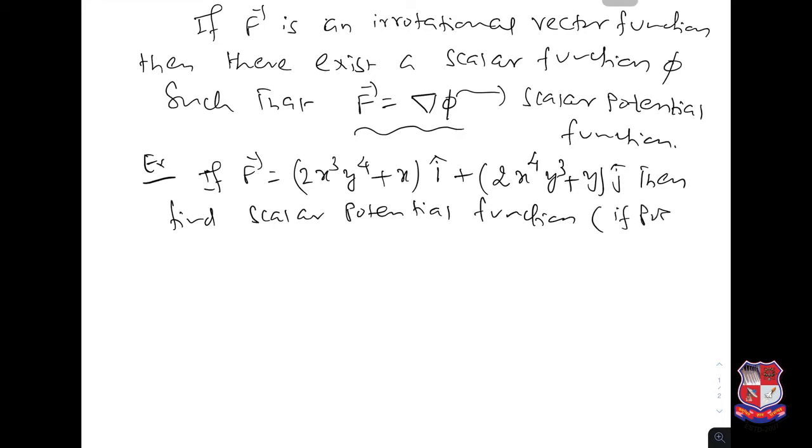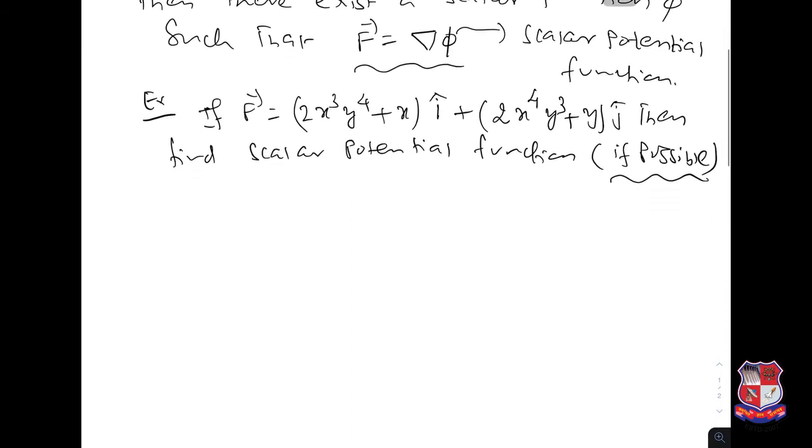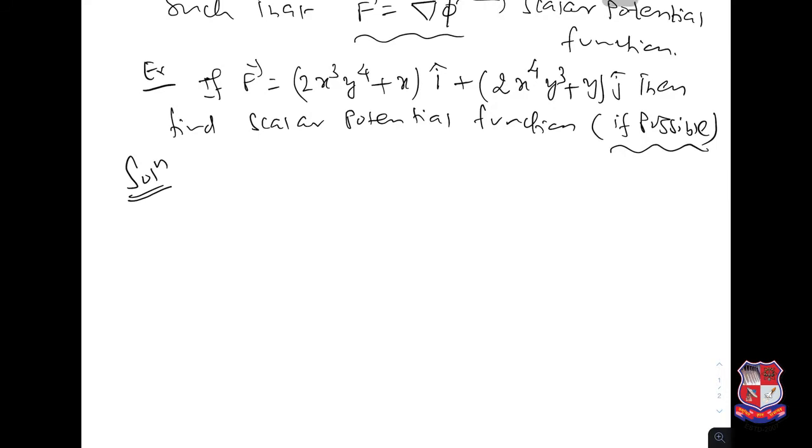say if possible. The word if possible, because if a given function is not irrotational, you cannot find the scalar potential function. So if such an example is there in exam, and if its curl is not zero vector, then just declare that the curl is not zero vector, we cannot find out the scalar potential function. So scalar potential function can only be found if a given vector is irrotational. So let us first check whether the given vector is irrotational or not.